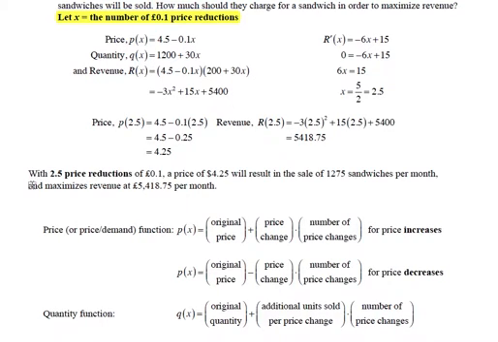So, the summary here says with 2.5 price reductions of 1/10 of a pound, a price of it says dollars. Well, I shouldn't say dollars. So a price of 4.25 pounds will result in the sale of 1,275 sandwiches per month and maximize revenue at 5,418.25 pounds.